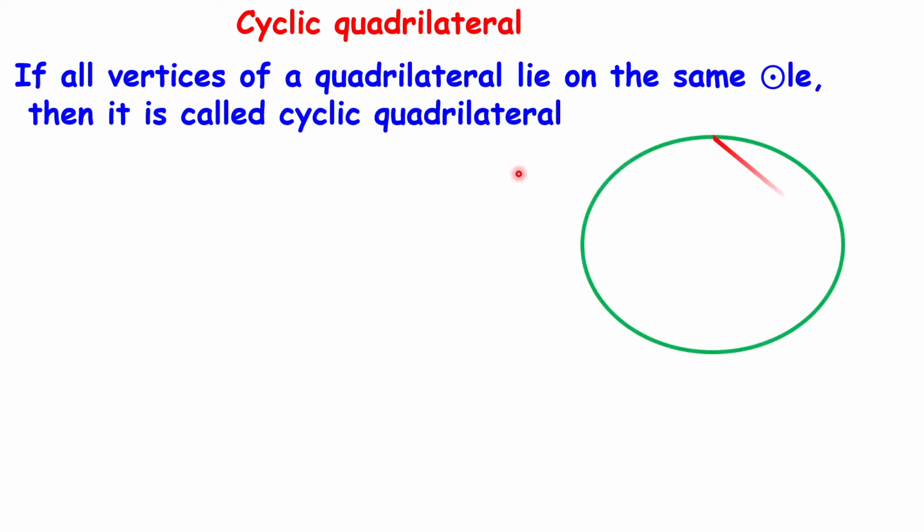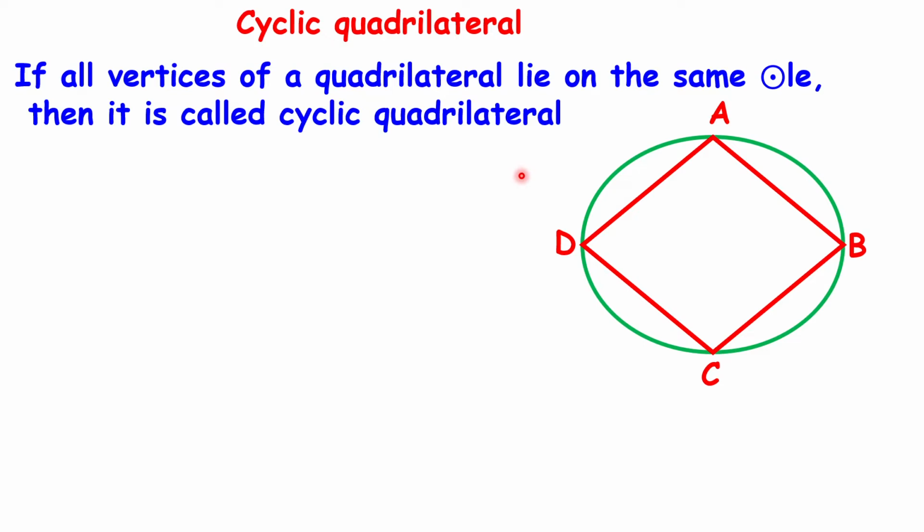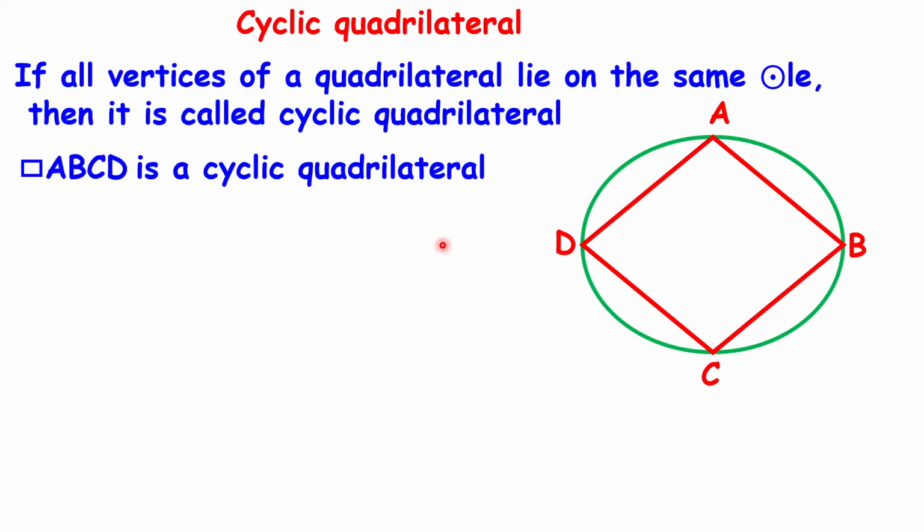In this figure, vertices of quadrilateral ABCD lie on the same circle. Therefore, which is the quadrilateral in this figure? Quadrilateral ABCD is a cyclic quadrilateral.